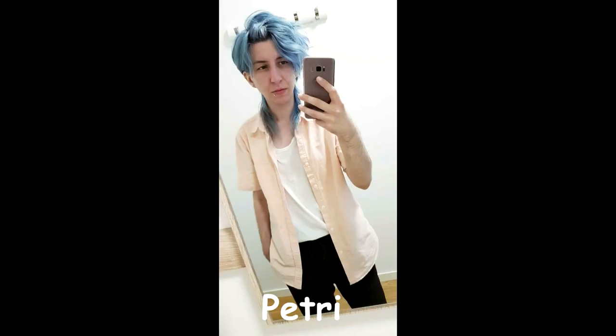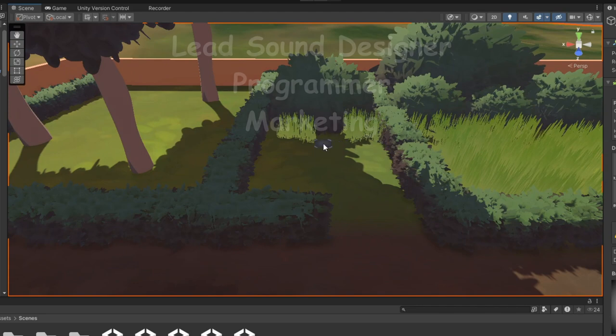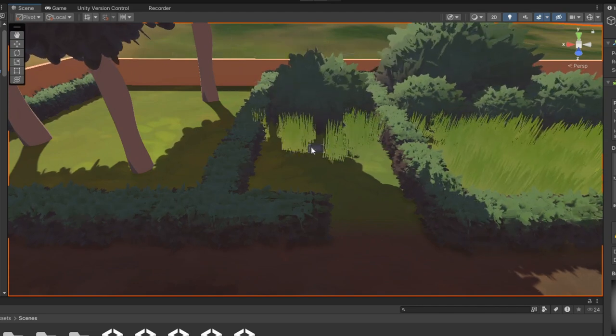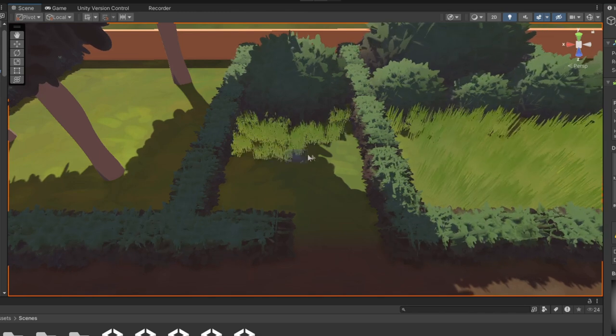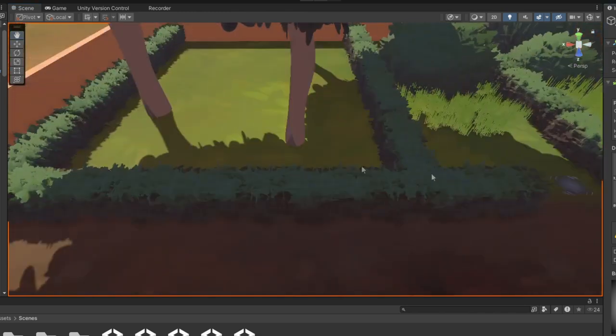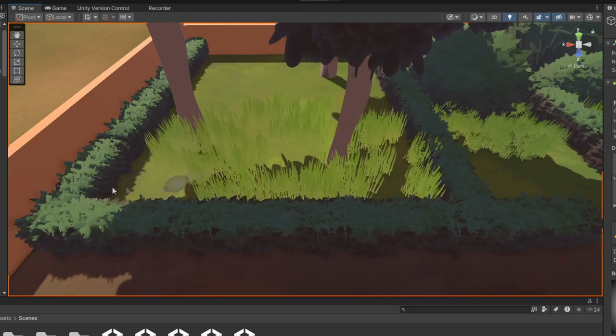We also have Petri, who is our lead sound designer, programmer, and also helps with marketing. And Petri joined us for the first time at the start of What Comes Next, our current project. And Petri has a keen eye for programming, alongside being an absolute beast when it comes to sound design and also making his own music.